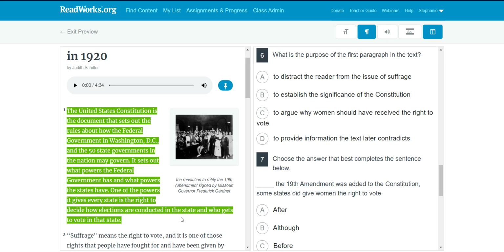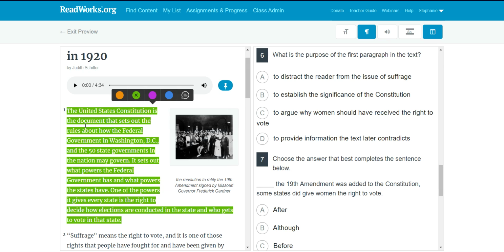So paragraph 1 is definitely an informative paragraph. It's telling me a lot about the Constitution. In fact, this whole paragraph is talking about the Constitution. So I know that whatever my answer is, it's going to have to do with the Constitution. Because, Constitution. Every single sentence is about the Constitution. So there's only one choice, really, when it comes down to it.